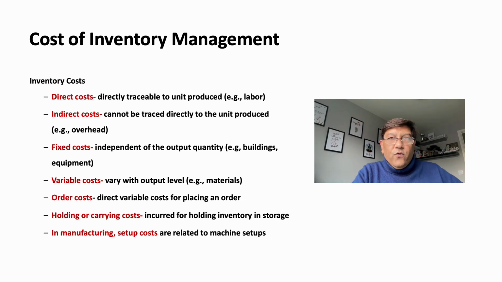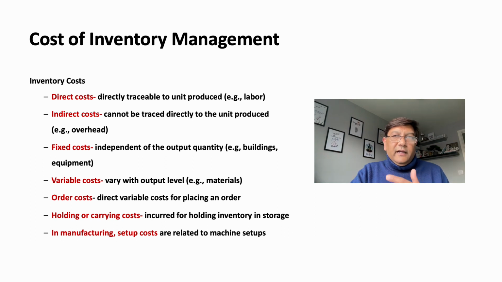All those four types of inventories have different types of cost as well. So as an example, direct cost. Direct cost is directly traceable to the unit produced. So the cost of labor for each unit we are going to produce, that will be the direct cost. For each car we are going to manufacture, the cost of 4 tires will be the direct cost as well.